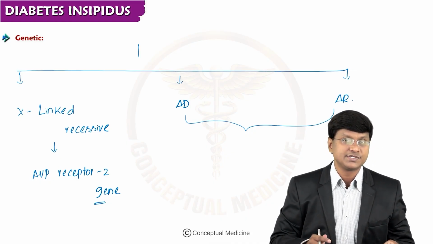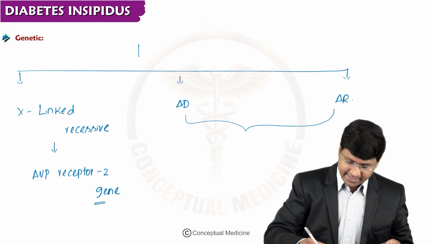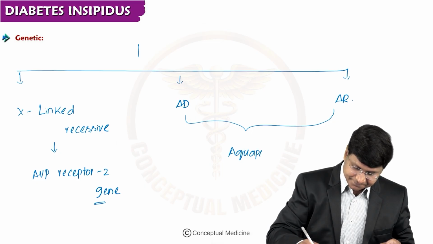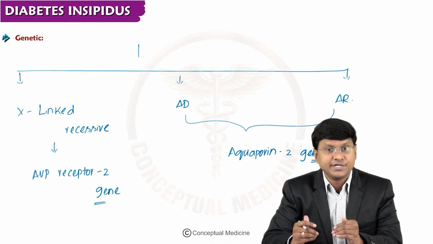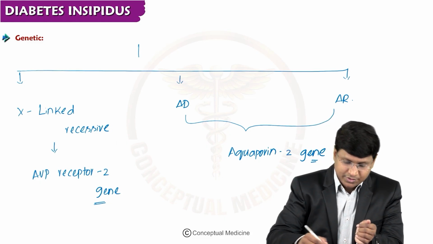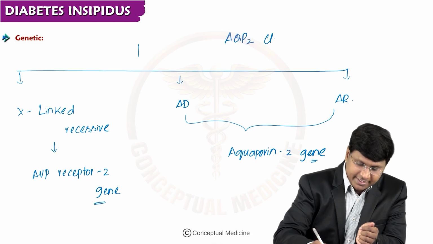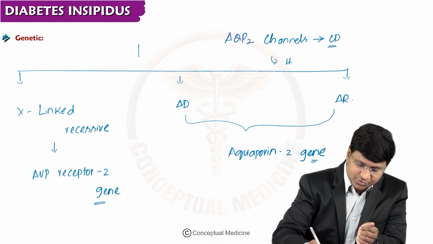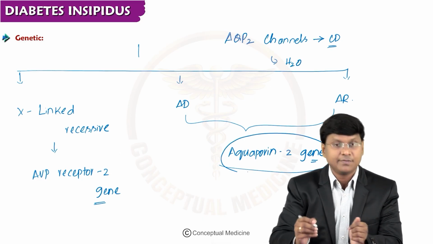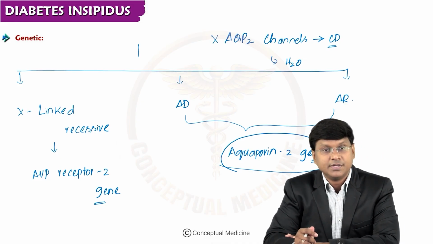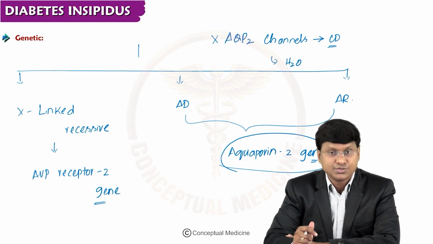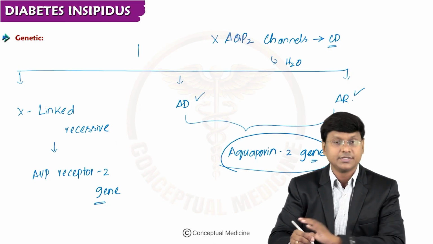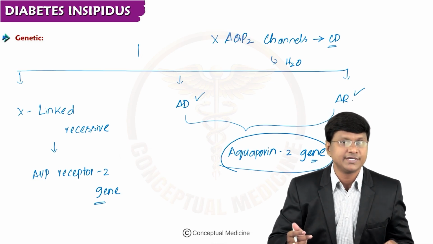Then you take autosomal dominant or autosomal recessive. In these, the gene which gets mutated is the aquaporin 2 gene. See, it is your aquaporin channels like AQP1 as well as AQP2. Through these AQP2 channels, which are formed at the level of the collecting duct, the water will be reabsorbed. Now, when there is mutation in the aquaporin 2 gene, the aquaporin 2 channels are not formed. And even though antidiuretic hormone is there, the water reabsorption at the level of the collecting duct does not occur. That aquaporin 2 gene mutation can be inherited as autosomal dominant or autosomal recessive.